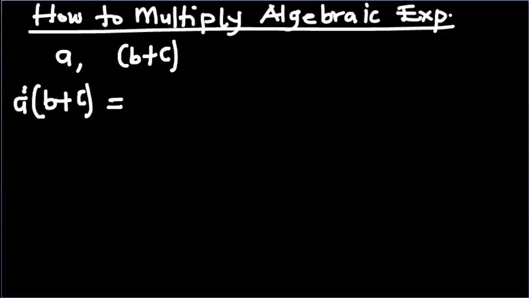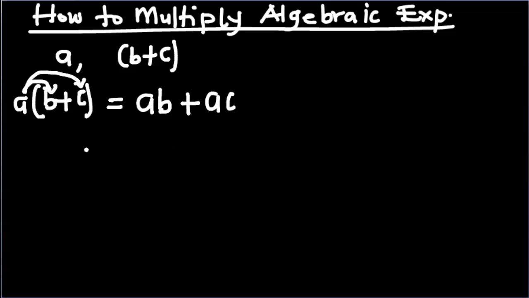Okay, so if you multiply a by b, you get ab. Then if you multiply a by c, you get ac. So if you sum them, that's what the distributive property says. So you're going to use this idea to multiply or remove brackets in algebraic expressions.